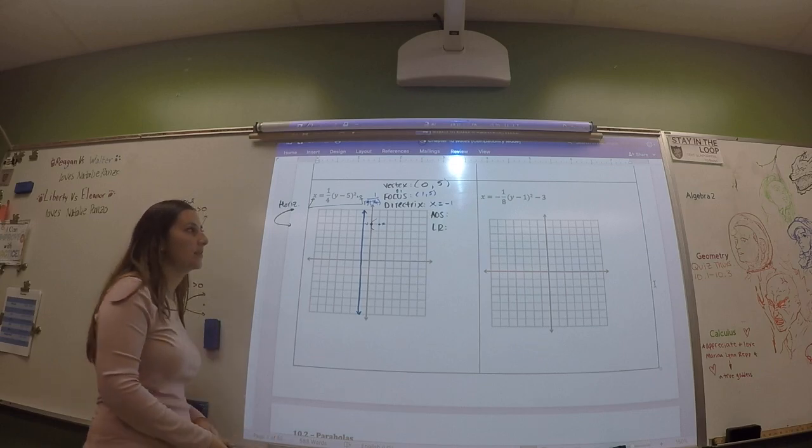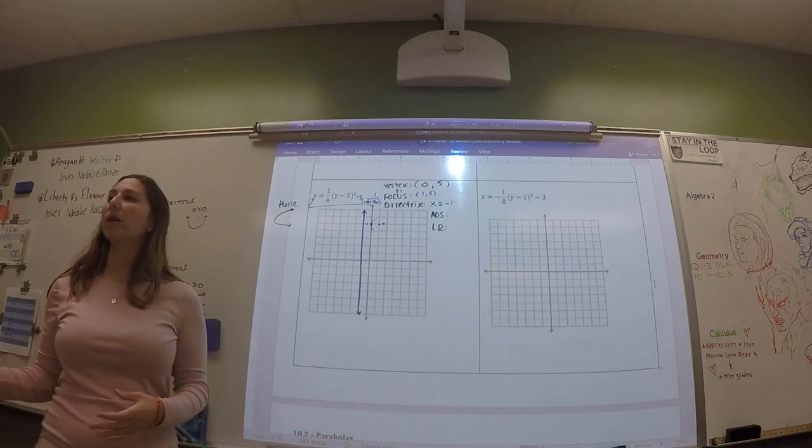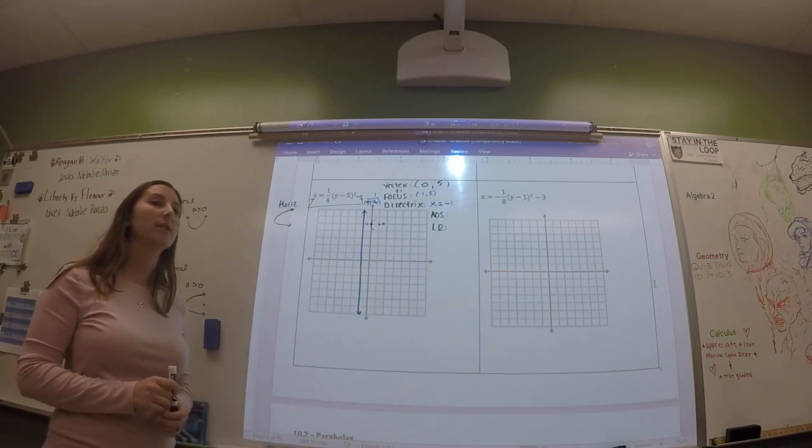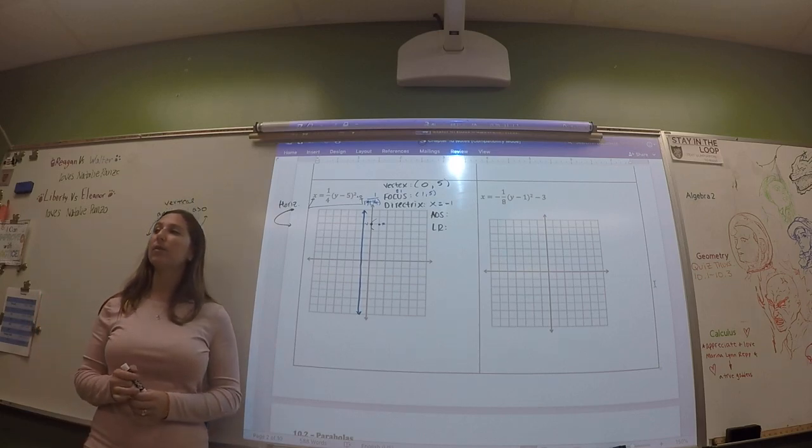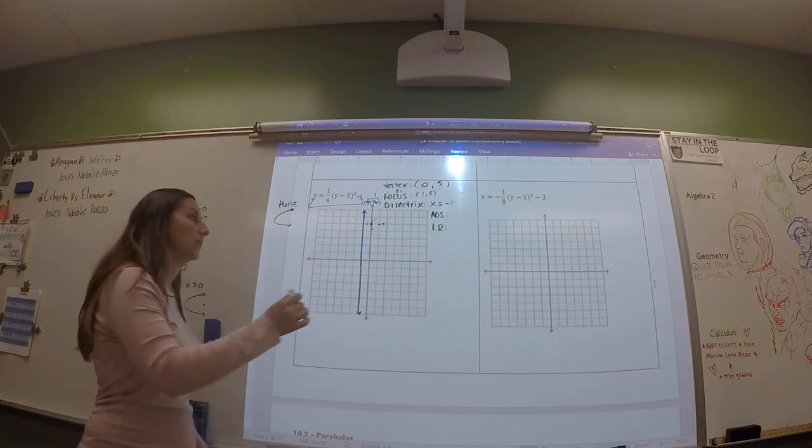Remember that our axis of symmetry goes through the vertex and the focus. So the axis of symmetry is going to be what? A horizontal line or a vertical line? Horizontal. It's y equals 5, right?